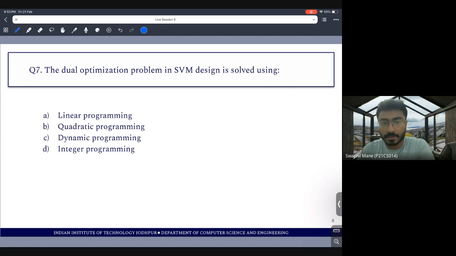Yeah. So Meenakshi has given the answer. That is, the dual optimization problem is solved using quadratic programming, which is straightforward. Maybe you have understood the support vector. The main intuition is how we classify the points using support vectors, the process of support vectors that you should know. I hope you know how the SVM works, at least for binary classification.